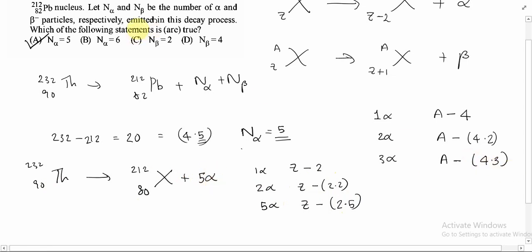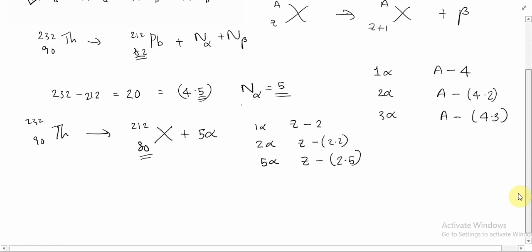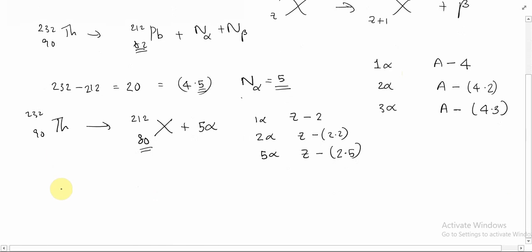But our final end product is lead-212 (82). So the change in atomic number is 2. Here it is 80 and here it is 82. We know that for every beta particle emitted, the atomic number gets increased by 1. So here the atomic number gets increased by 2, so the number of beta particles emitted is 2.